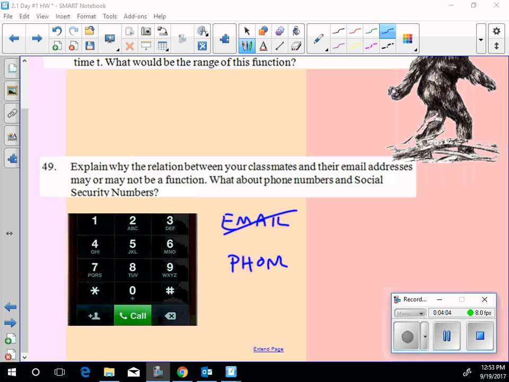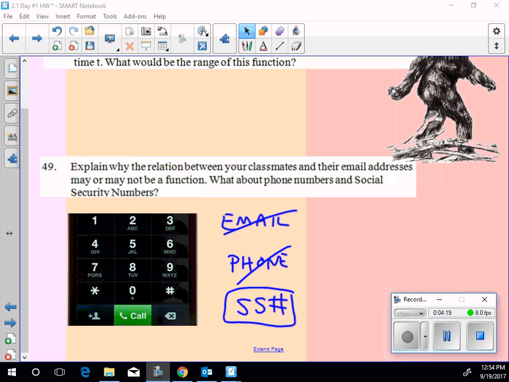Theoretically speaking, social security number should be unique. So let's just assume that everyone in the world is a good child. Social security number should be unique.